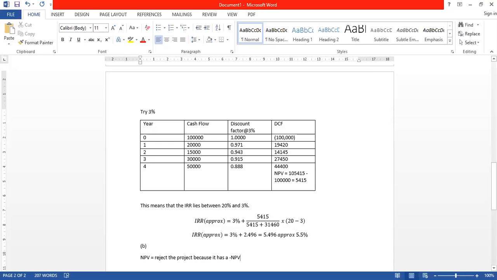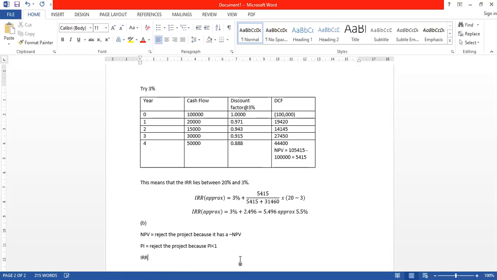Then for the second one, we are also following the profitability index. We'll also reject the project. Why? Because PI is less than 1. Then for IRR, I'm not giving you the decision rule. Let me talk about the decision rule before I make the decision. I hope you may have to write it.